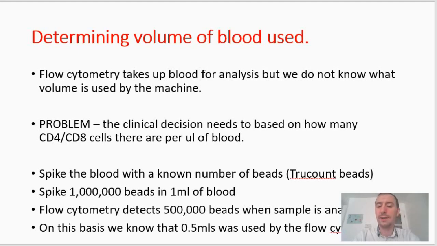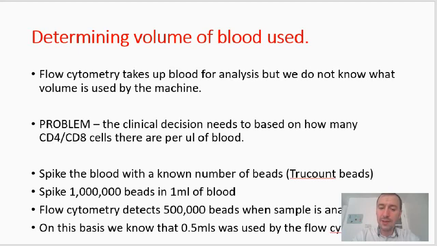Well, how do we do that? We're able to quantify the volume of blood used by the machine by spiking the blood with a known number of true count beads. These true count beads have fluorescent properties that enable the flow cytometer to detect them.